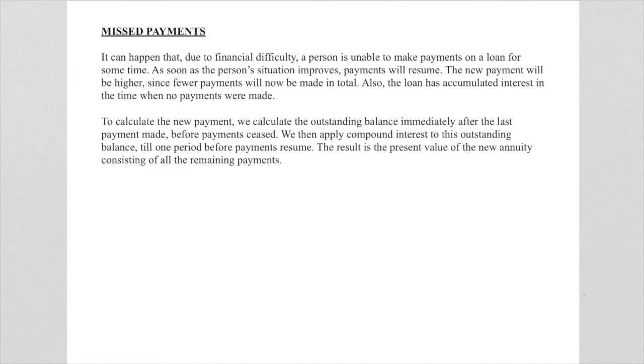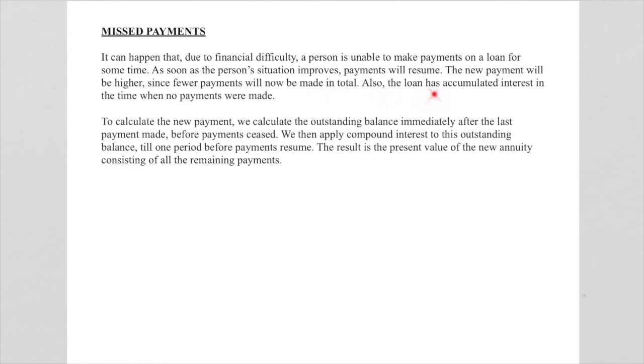So let's now look at what this is all about. In missed payments, we say it can happen that due to financial difficulty, a person is unable to make payments on a loan for some time. Now that sometimes all depends on the situation. As soon as the person's situation improves, payments will resume. The new payment will be higher since fewer payments will now be made in total. So I hope you understand that we will have fewer payments because there are a few payments that we missed.